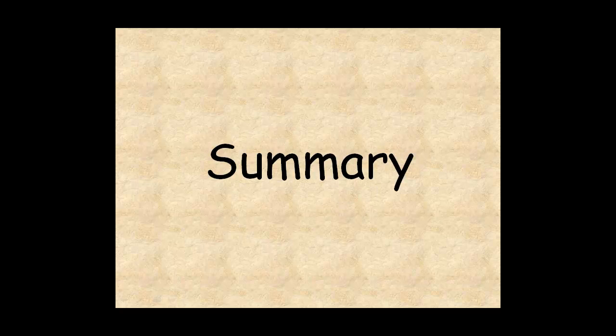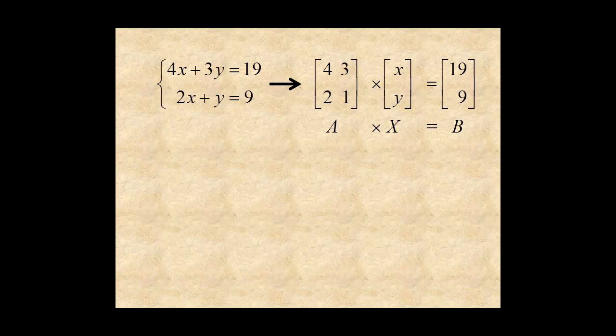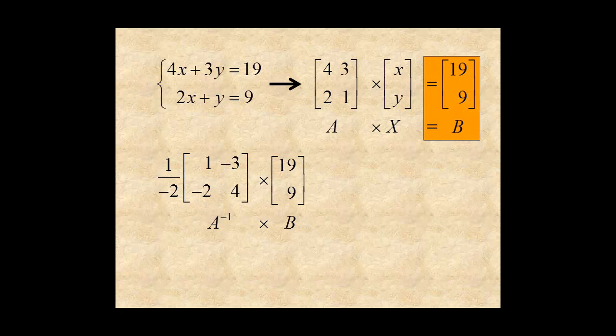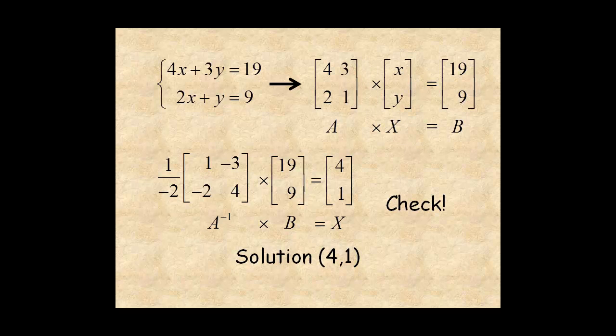To summarize, to solve a linear system with matrix algebra, begin by writing an equivalent matrix equation. Find the inverse of the coefficient matrix, which comes from a formula, then multiply times the constant matrix. This product is the solution to the matrix equation, which is the solution to the linear system. Be sure to check your solution.